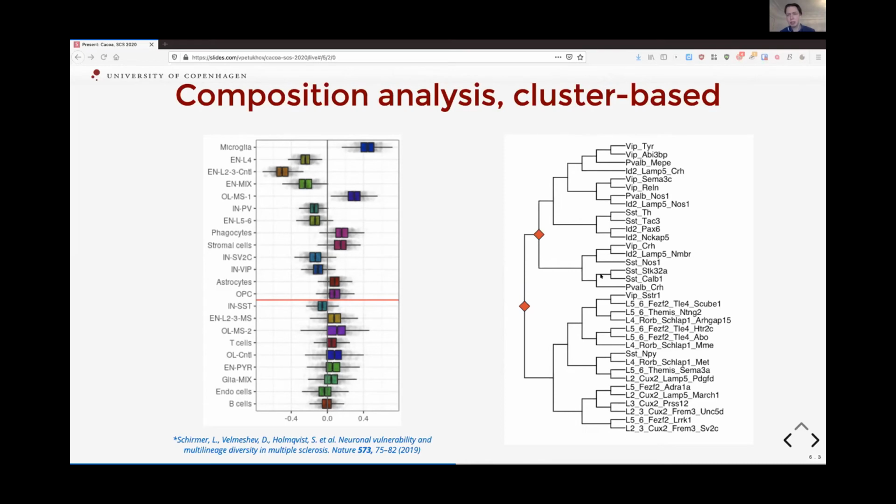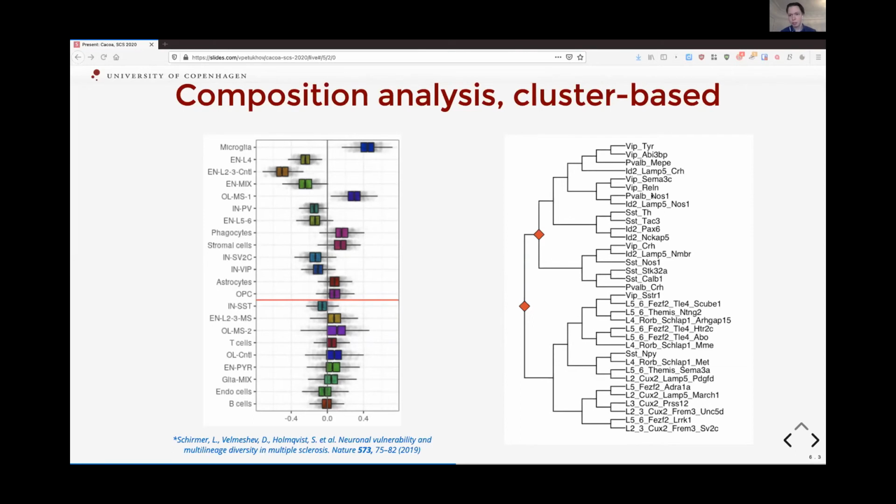And then we can go into each of the branches and split them again and again, so we identify groups of neurons which are likely to change their abundance together, in the same direction. And we can look at this tree and try to analyze which cell types are similar according to it. That's it about composition analysis.